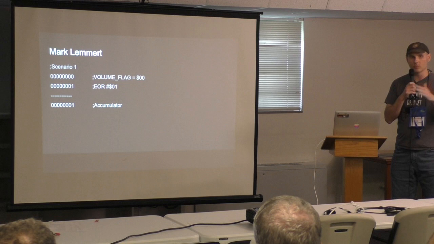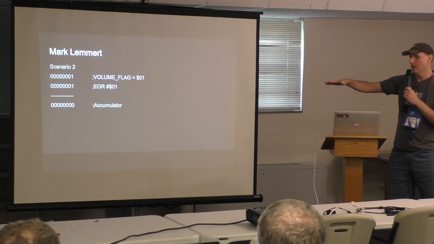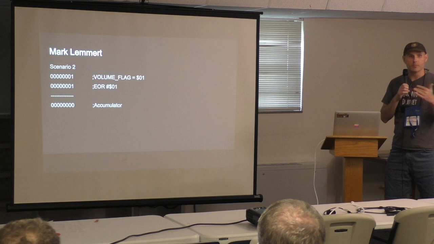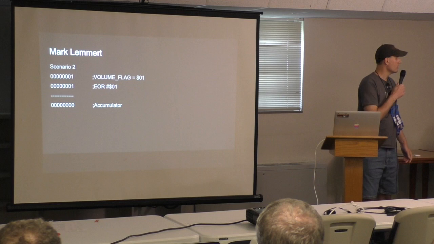The second scenario is the opposite, where the volume flag comes in at a value of one, and we apply the EOR of one. Since the rule stated before says that if both values have a one in any bit position, you get a zero back, that's exactly what happens. We get zero in the accumulator, and volume is in the desired state. So that's it. Is there time for a question? There is, if there are any, pretty straightforward stuff.